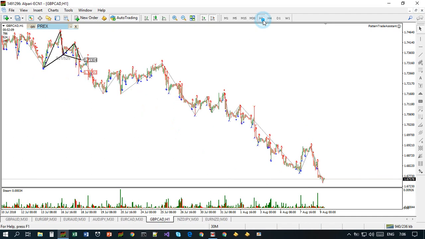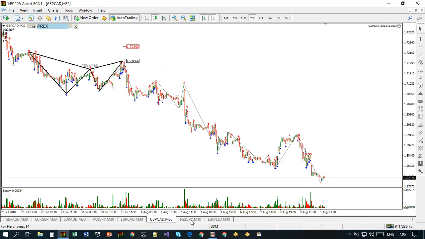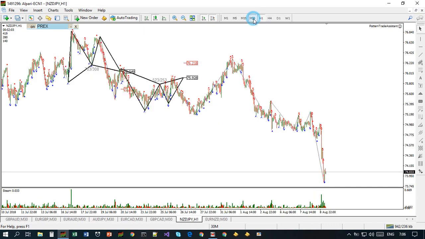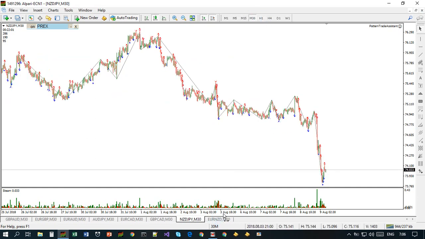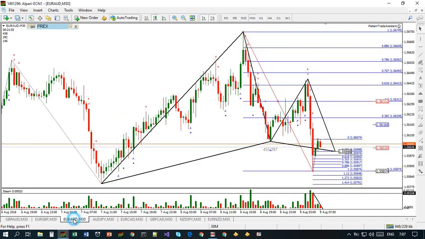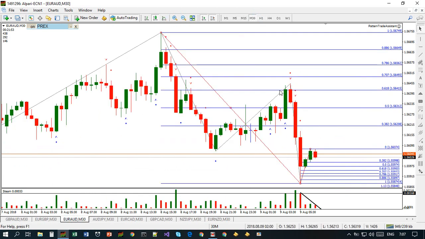GBP Canadian, 1 hour and 30 minutes, we have nothing. NZD GBP, we have nothing. And Euro New Zealand, we have nothing. Oh guys, simply just go back to this euro dollar. I told you that we should have a correction to 50%.